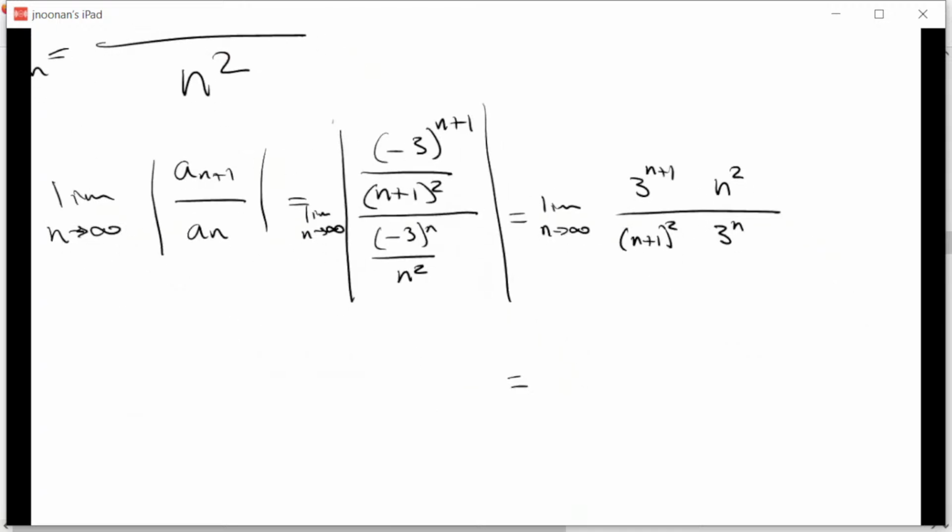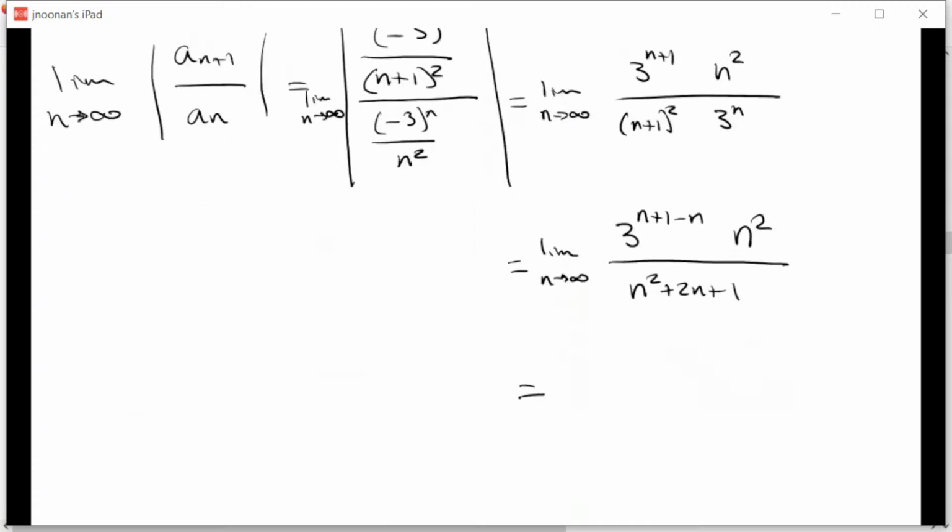So this is going to equal the limit as n approaches infinity of, when you divide exponentials, you subtract the exponents. So this will be 3 to the n plus 1 minus n times n squared all over n squared plus 2n plus 1. So all I did there is I just multiplied that out and I combined those as a single exponential. And now I'll clean this up.